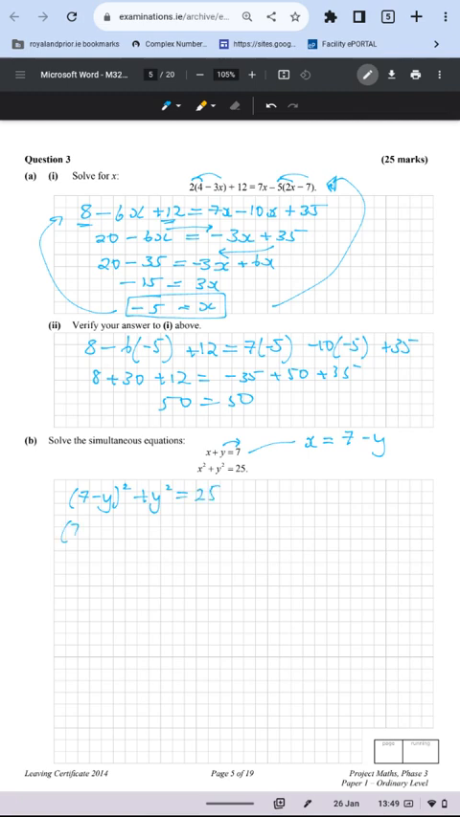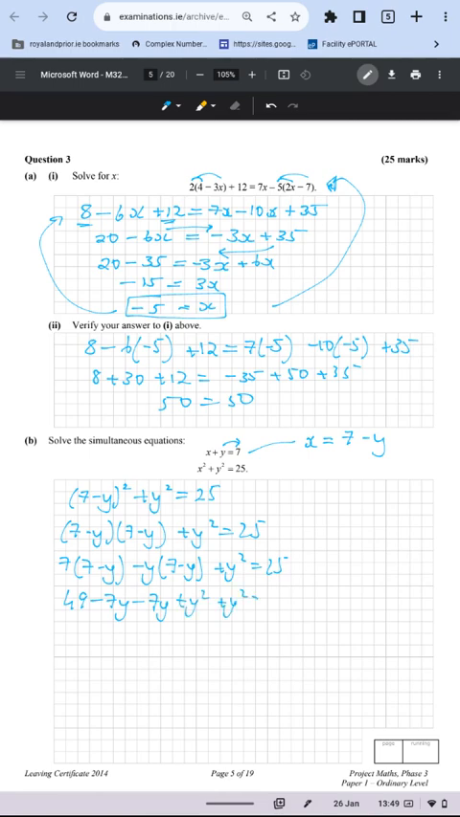What does something squared mean? It's that thing by itself, multiplied. So write out that bracket twice. And then bust your brackets. Multiply them out. And then tidy it up.